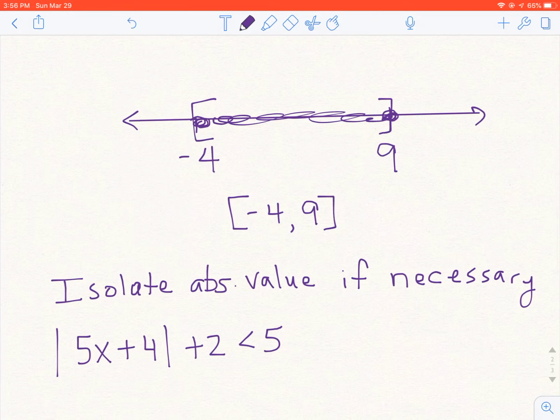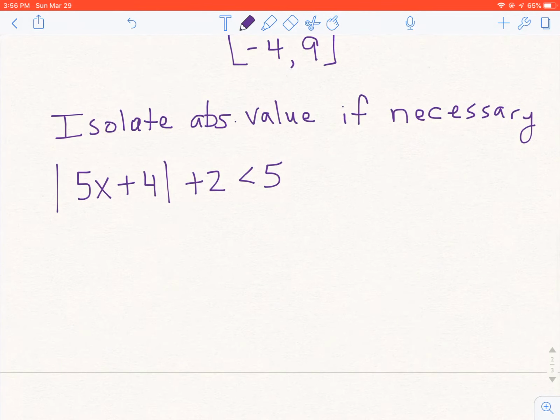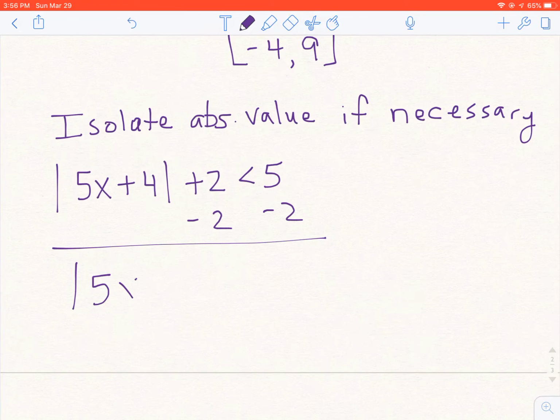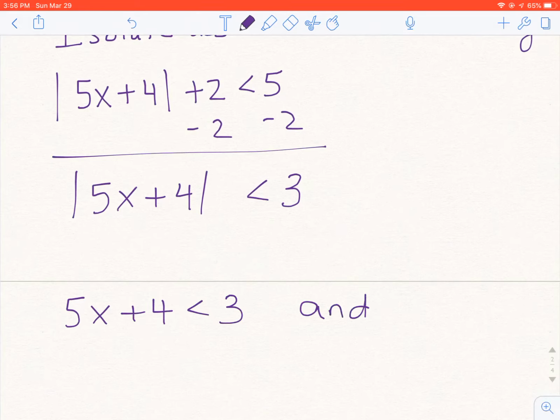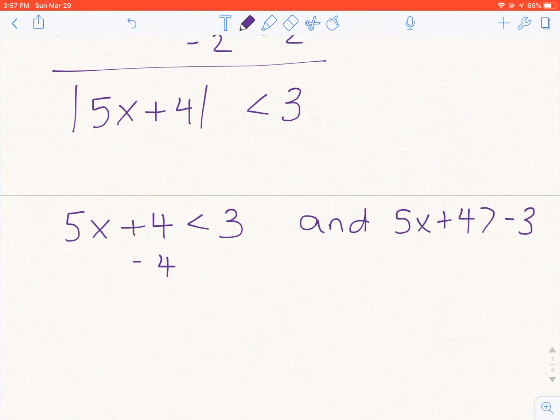It's all multiple choice. All right, so now sometimes the last example I have is if the absolute value is not already by itself. Just like before, when we had absolute values with equal signs, we have to isolate the absolute value if necessary, which it happens to be necessary. 4 is less than 3. So now I say either 5x plus 4 is less than 3 and 5x plus 4 is greater than -3. So subtract my 4 here.